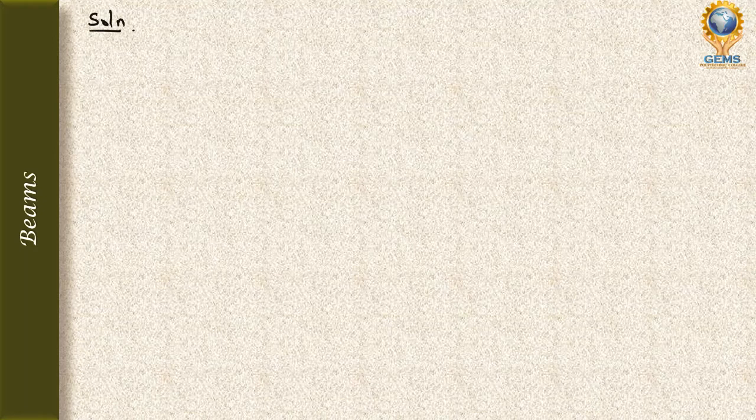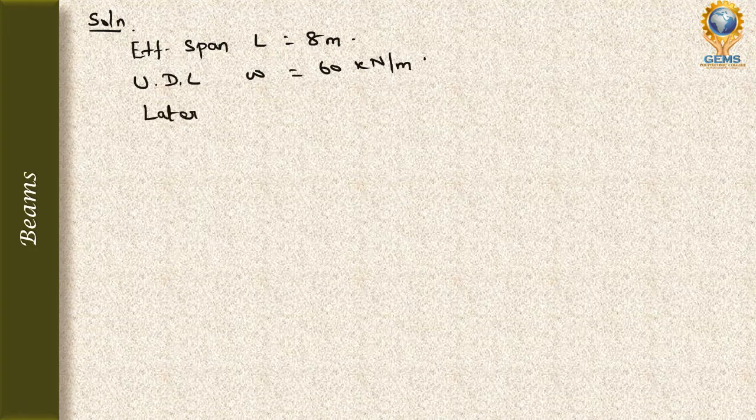So first, the effective span is given. L is equal to 8 meter is given, and the UDL, uniformly distributed load, W is equal to 60 kilonewton per meter is also given, and the given beam is a laterally supported beam.